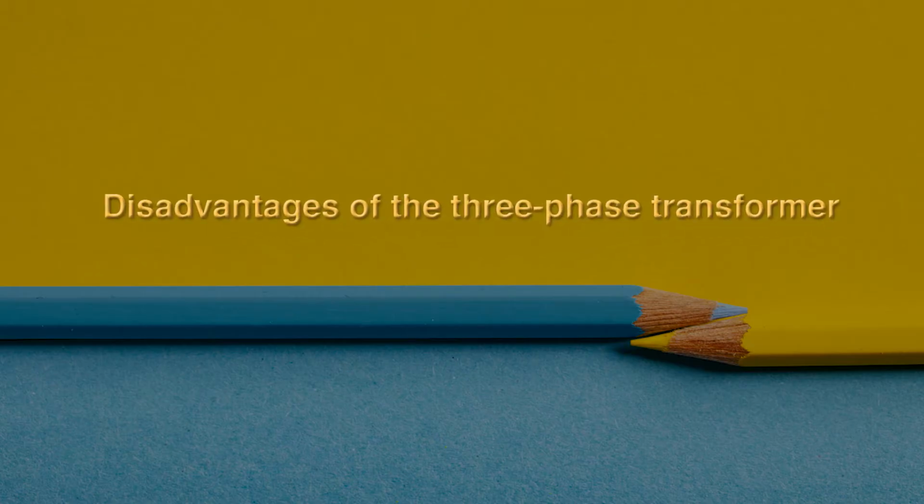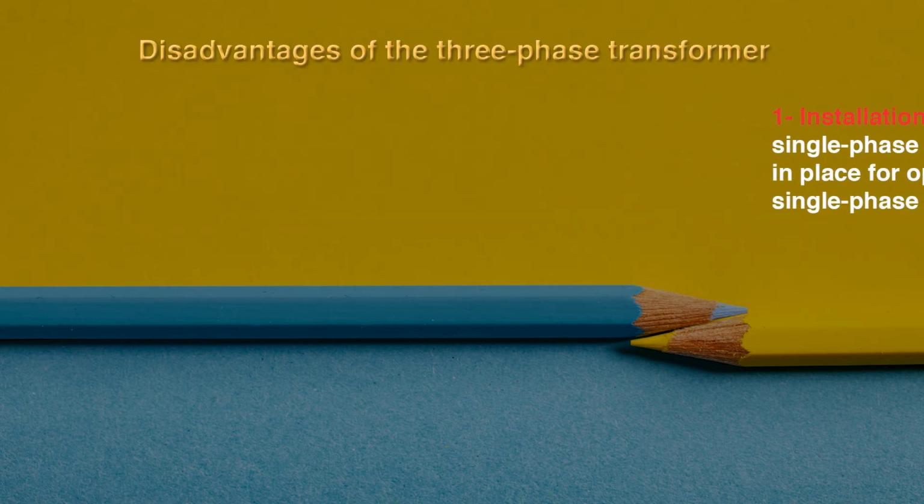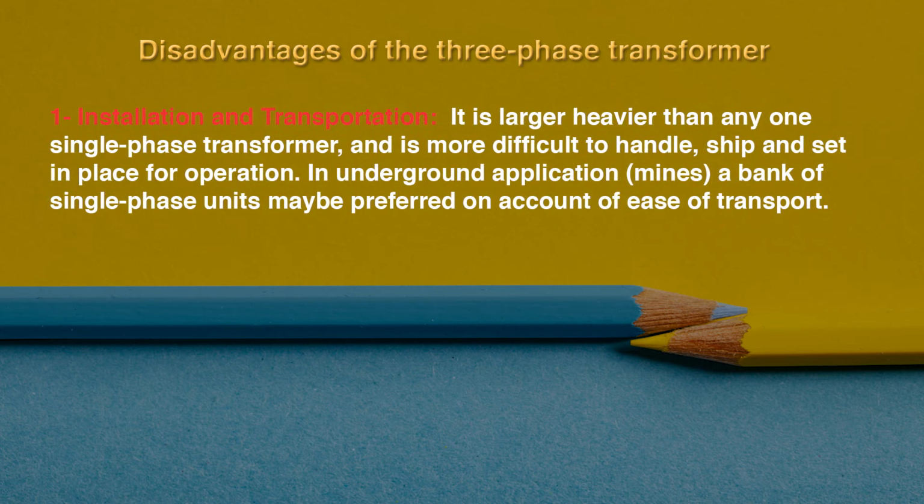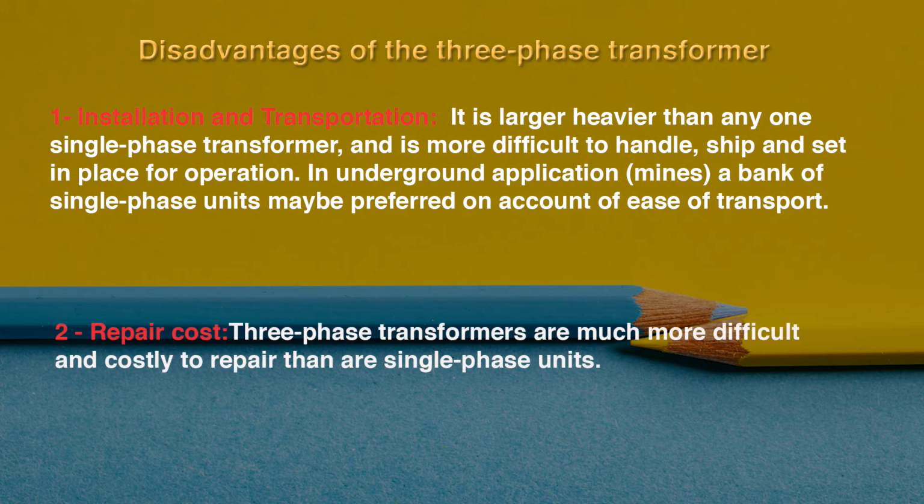Now we have to understand what are the disadvantages of a 3-phase transformer. First disadvantage is that installation and transportation is difficult. It is larger and heavier than any one single phase transformer, and it is more difficult to handle, ship and set in place for operation. In underground application, a bank of single phase units may be preferred on account of ease of transport. Second disadvantage is what?